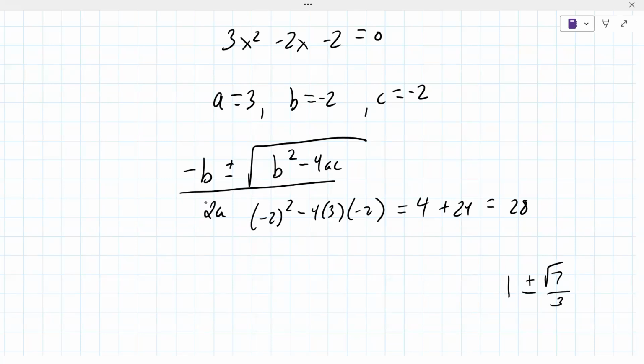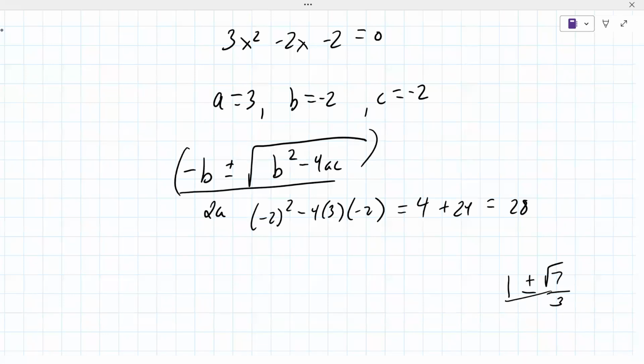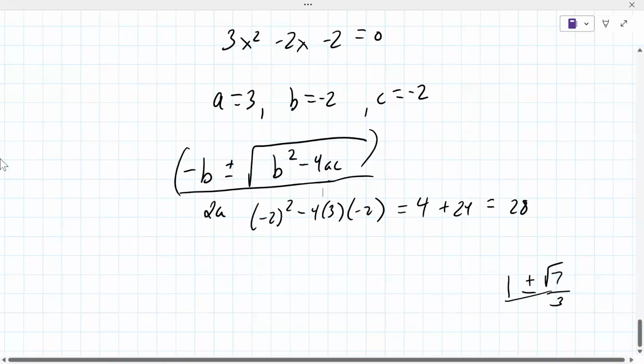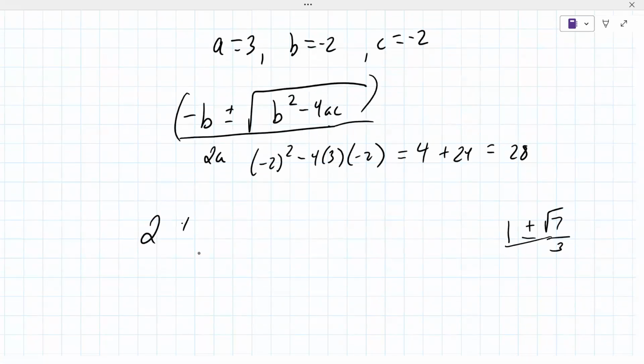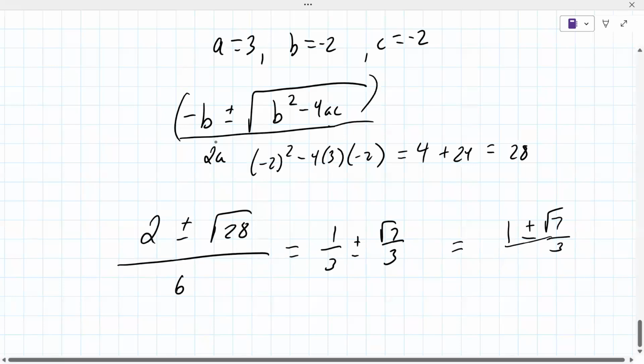No, the whole thing is over 3. Though b is negative 2, so it's 2, that part's okay, plus or minus the square root of 28 over 2 times a, which is 6. So you're right, this is right. Your teacher would prefer you write it this way, broken apart. But yeah, you got it.